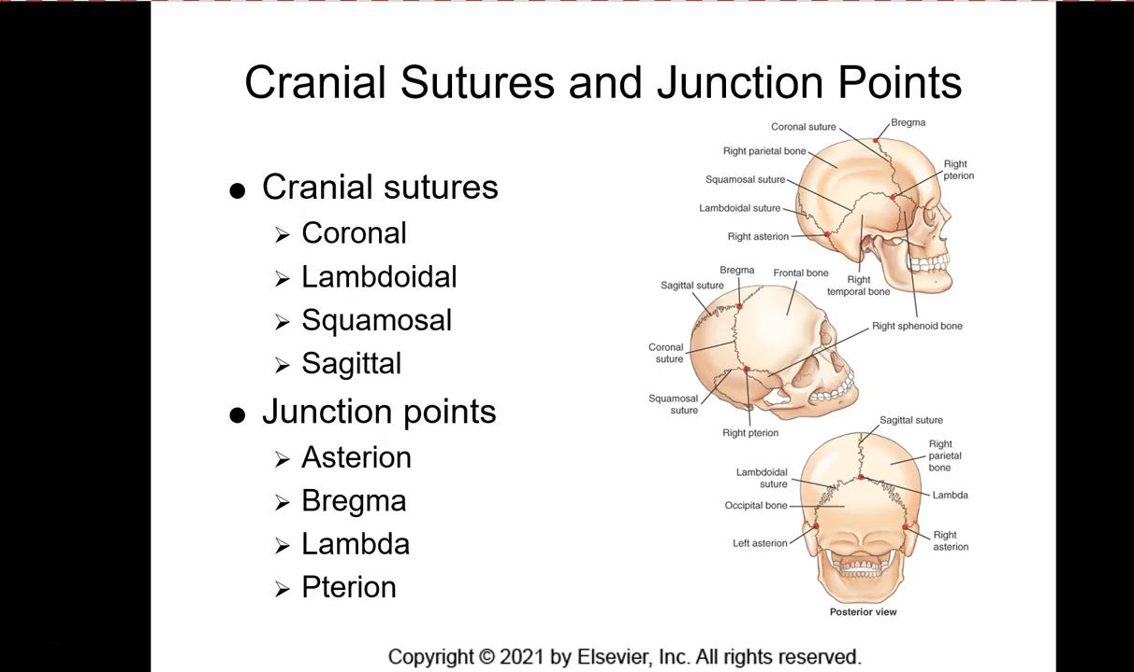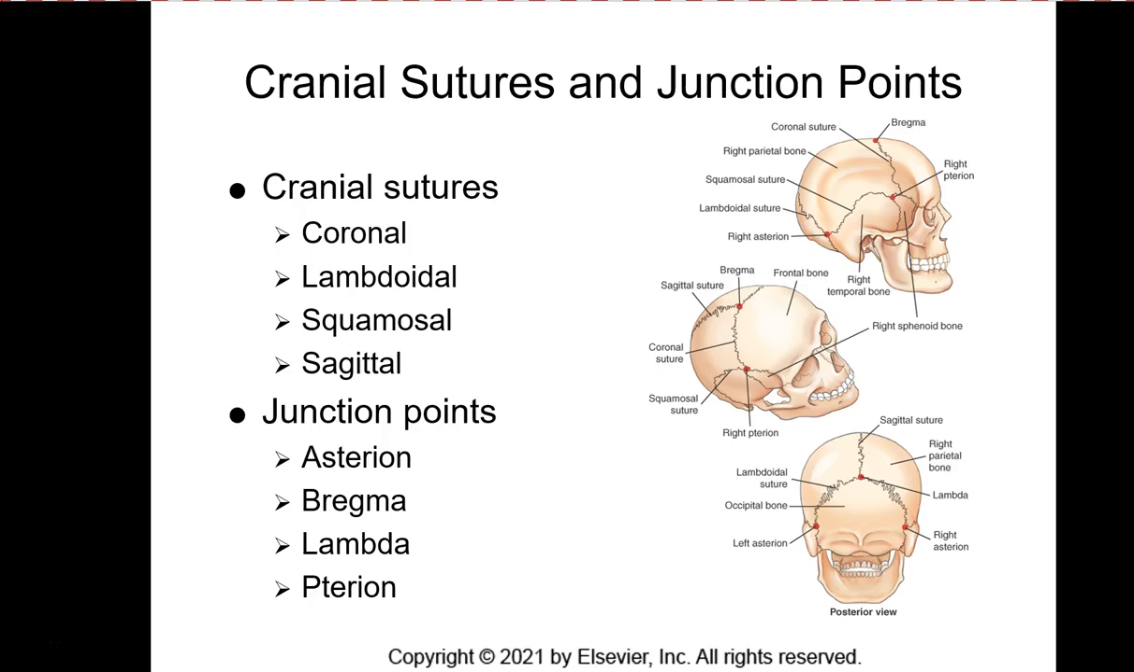The joints of the cranium are called sutures and are classified as fibrous joints. As we know, in an adult, these sutures are immovable and are therefore classified as synarthroidal type joints. So let's identify the different sutures in the cranium.